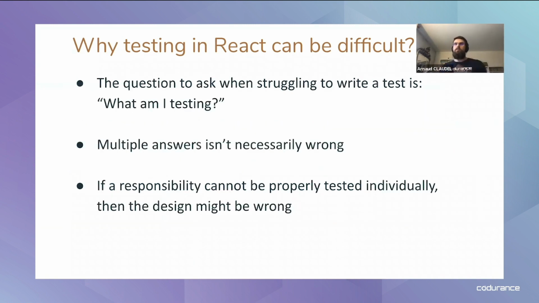So as said, when I'm struggling to write a test, I'm always asking the question, okay, what am I testing? And when I looked at my React code, I realized that I was giving many, many answers to this question, which is not necessarily wrong. It is not necessarily wrong to test multiple things in the same test case. When it's simple, simplicity might overcome the fact that you're testing multiple things. But then in React, the code wasn't really simple. And the lack of separation of concern is impacting my tests, when I'm struggling to write tests because I cannot properly test my responsibilities.